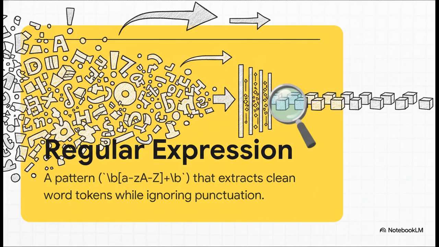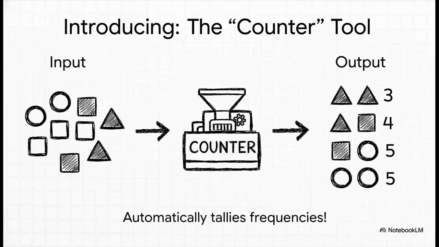Basically, that's just the space between a word character and something that's not a word character, like a space or a comma. This is so much more accurate than just trying to split the text by spaces. So once we have our nice, clean list of words, what's next?